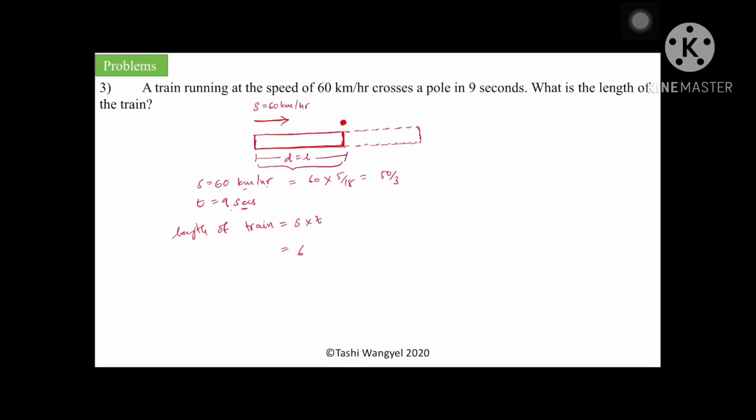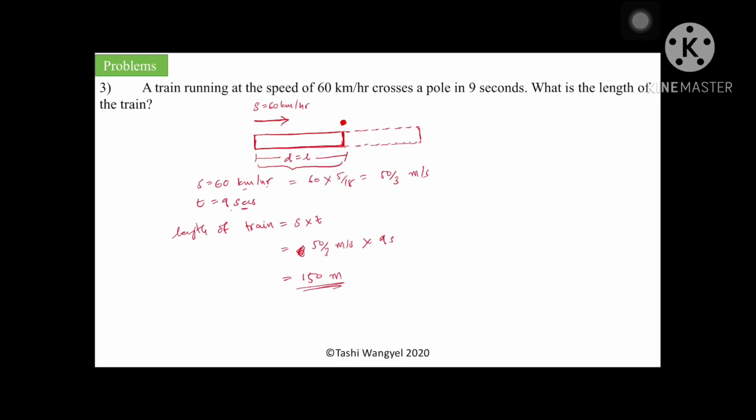So the speed is 50 by 3 meter per second. 50 by 3 meter per second into time, 9 seconds. Therefore, the length of the train is 150 meter. Length of train is 150 meter.